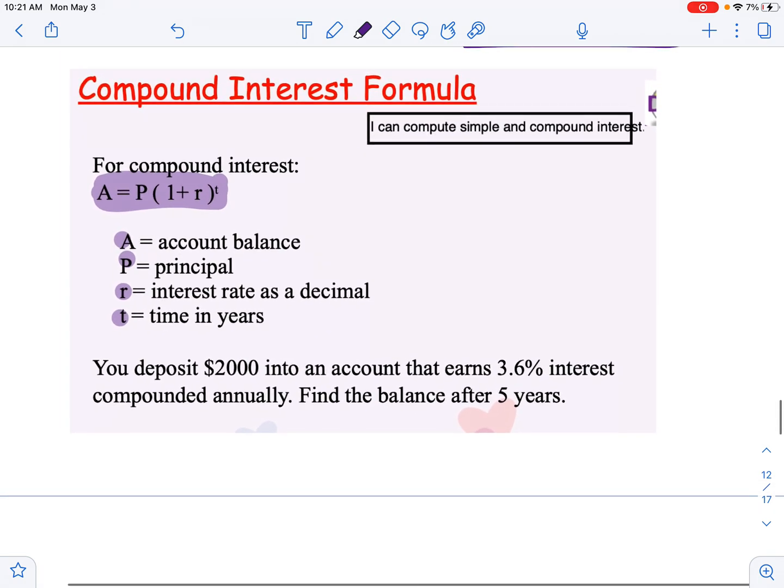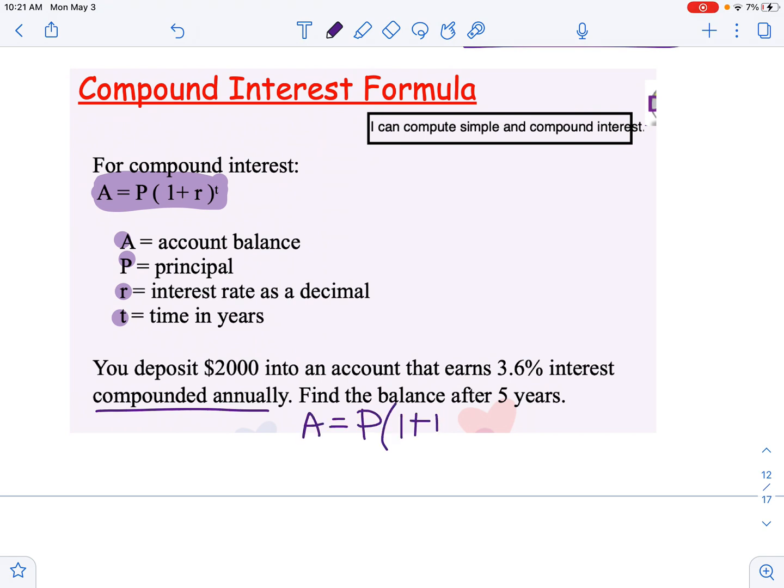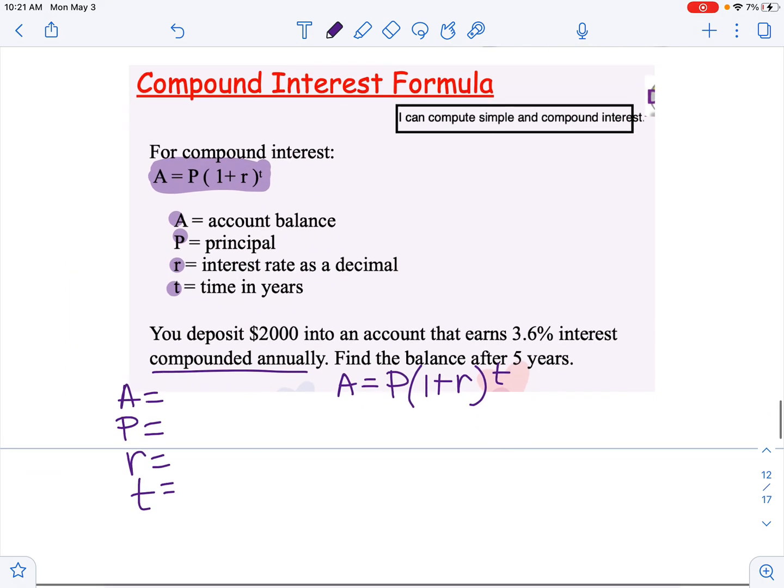So the problem says you deposit $2,000 into an account that earns 3.6% interest compounded annually. Find the balance. So whenever we see this compounded annually, we're going to use that formula A equals P times 1 plus R to the T power. So I'm going to do A equals, P equals, R equals, T equals. So it says we deposit $2,000. That's our starting amount. Our rate, 3.6% as a decimal, is 0.036. And then our time in years, it says 5 years.